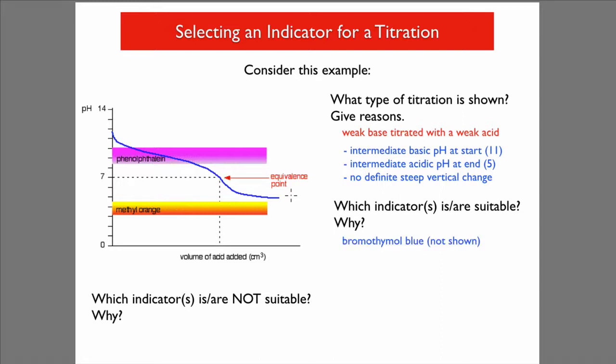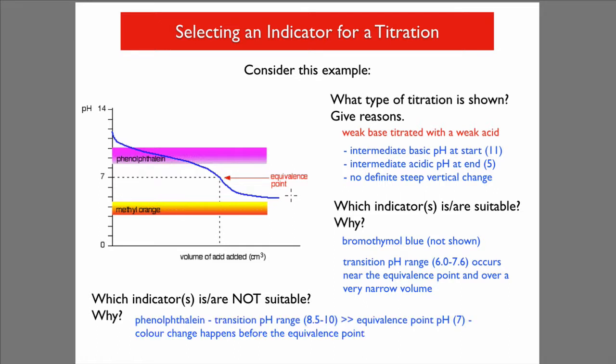Well, bromothymol blue would be suitable because its transition pH range is 6 to 7.6, which occurs near the equivalence point and over a very narrow volume. It's as good as we're going to get for this one. You can see here the phenolphthalein would be no good. Its transition pH range, 8.5 to 10, is above the equivalence point, pH 7, and the colour change happens before the equivalence point. And with methyl orange, no colour change would occur at all. It's after the zero crossover.